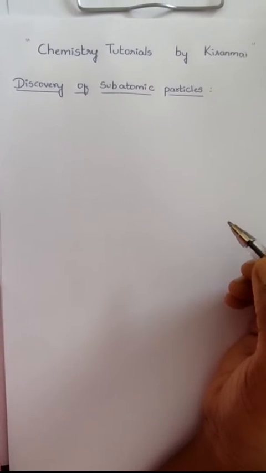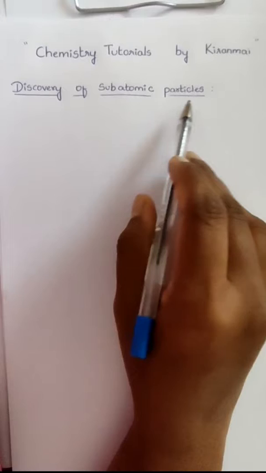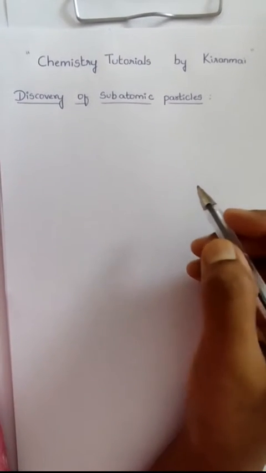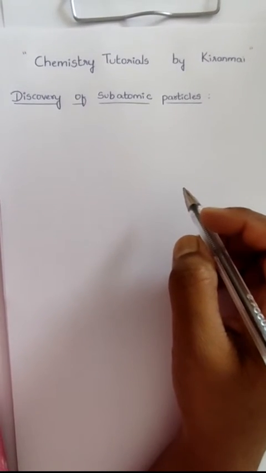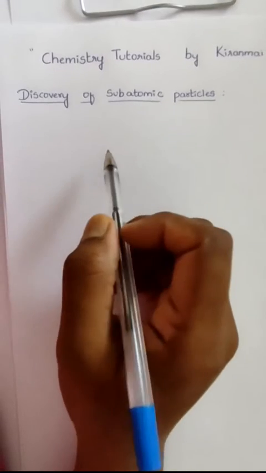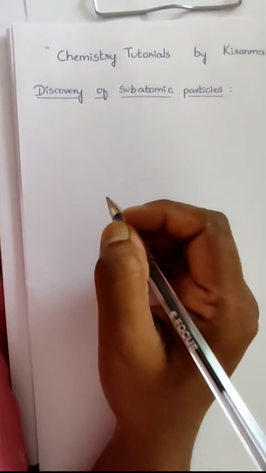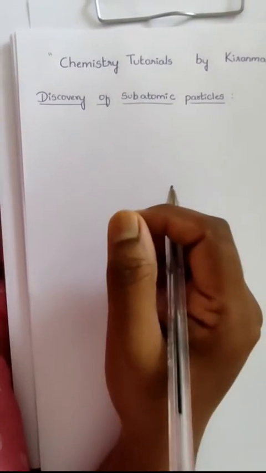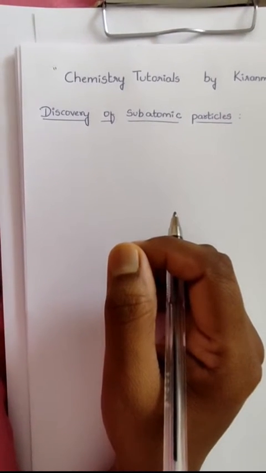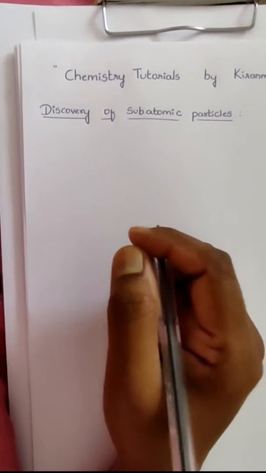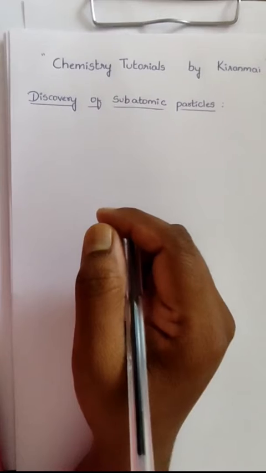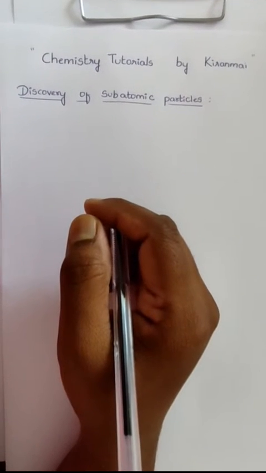Today's topic is discovery of subatomic particles. In the last video, we discussed the introduction to the chapter atomic structure. At the end of the 19th century and beginning of the 20th century, scientists discovered the subatomic particles. When scientists were conducting experiments such as passing electricity through gases, the concept of subatomic particles originated.